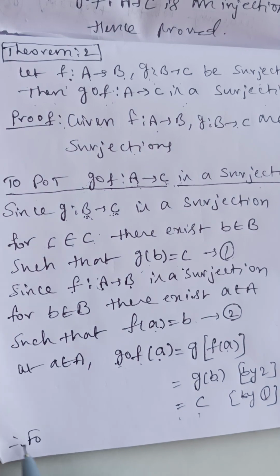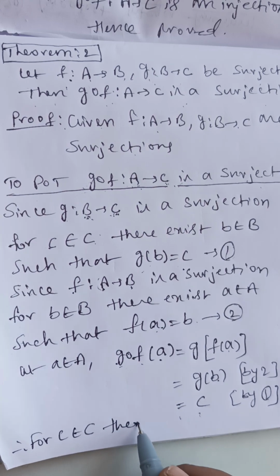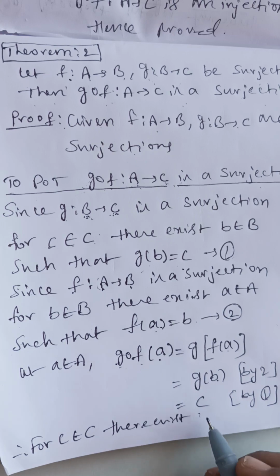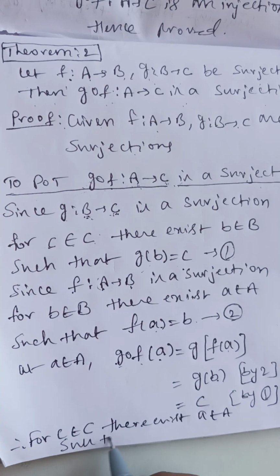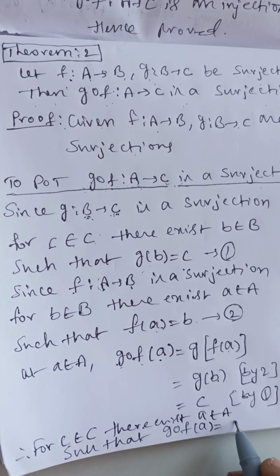Okay, therefore for c belongs to C, there exists small a belongs to capital A such that g circle f of a equal to c.